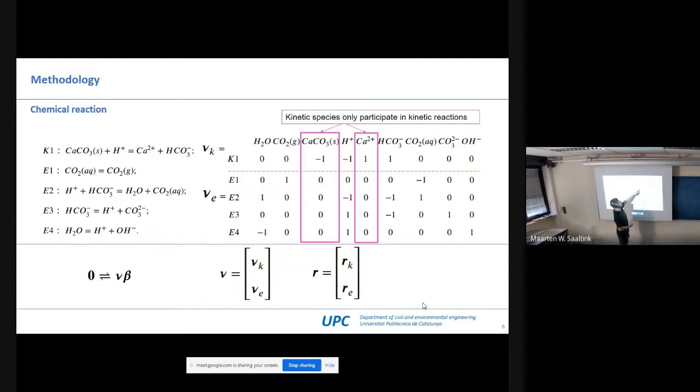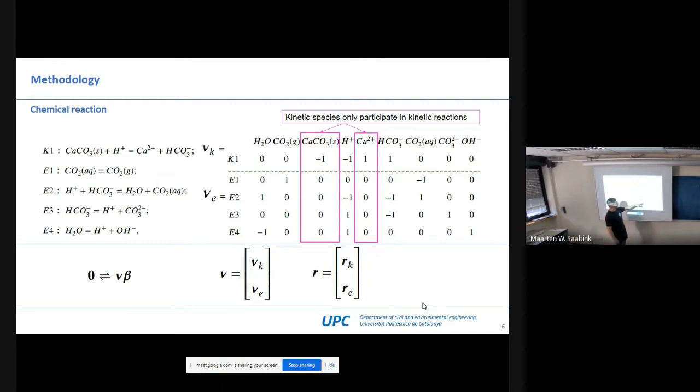We have kinetic species. The kinetic species only participate in the kinetic reaction. For instance, the calcite does not participate in the other equilibrium reactions. So we will call this a kinetic species. And now our reaction system can be simplified into this very short form, with the stoichiometric matrix, one for kinetic and one for equilibrium.